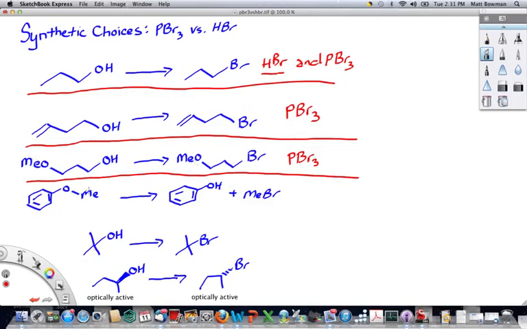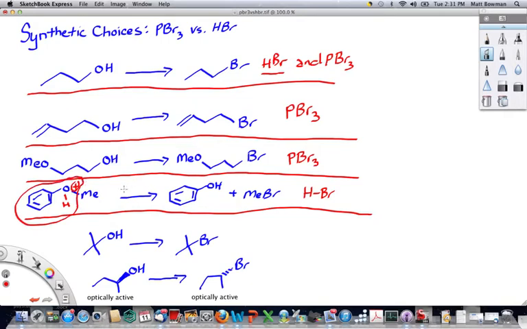Now, if you really did need an ether to react, like in this next example right here, you need to use HBr. PBr3 won't react with ethers, so you need the HBr to protonate this oxygen here, and you turn this entire group into a good leaving group, which the bromide can attack, and you get an SN2 reaction.